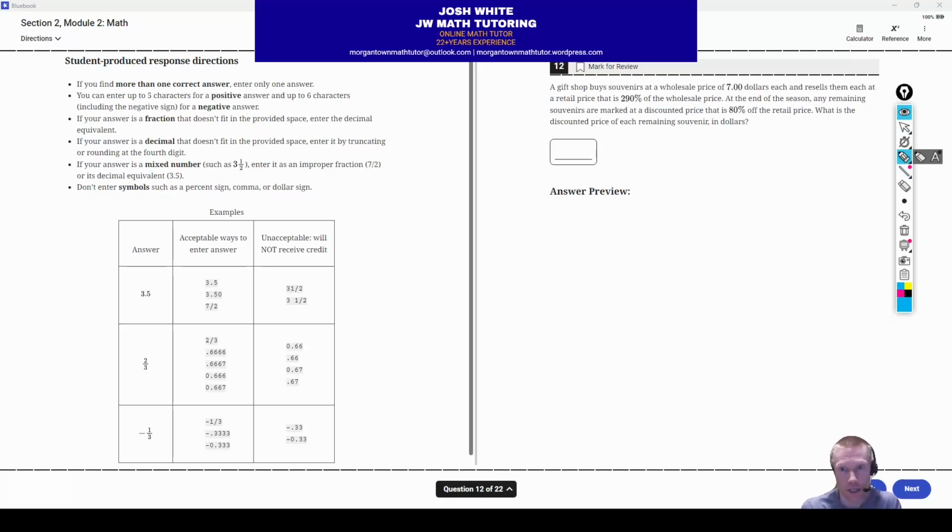All right, next question. Here we have a problem with percentages and a gift shop and everything. So basically, you start off at $7, okay, and then it resells at 290% of that. So that's basically the same as multiplying by 2.90. So if you go ahead and do that, the sale price is going to be 20.30. I guess I'll call that the retail price.